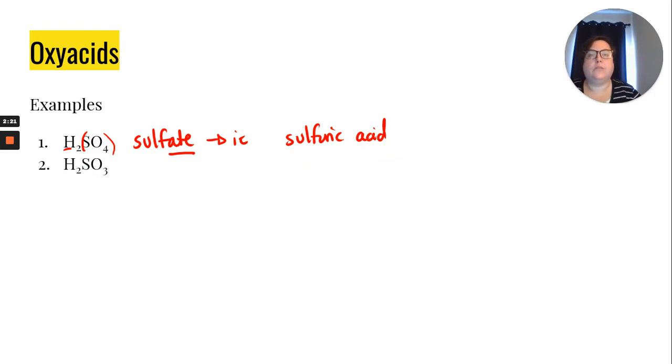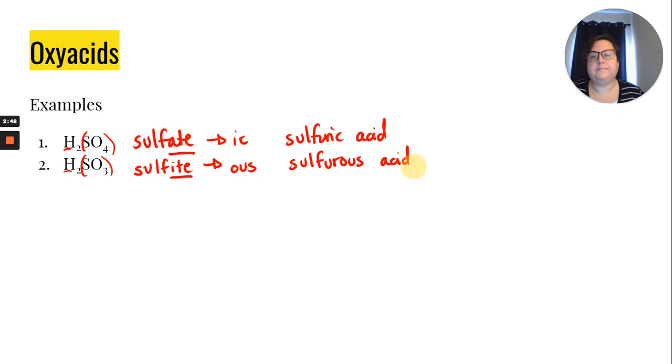Now if we look at H with SO3, it starts with hydrogen, so it's an acid. SO3 this time is our polyatomic. So we look on page 7 of the reference tables. We see that SO3 is sulfite, and ite changes to us. So this becomes sulfurous acid.